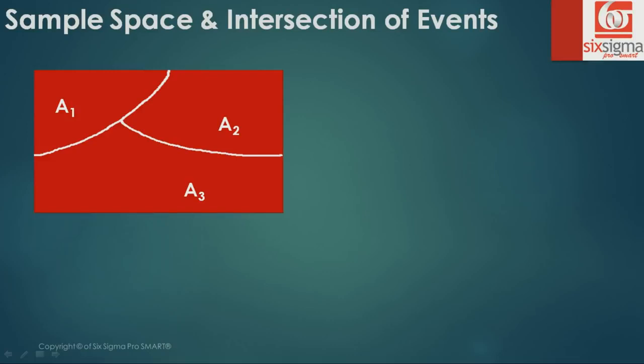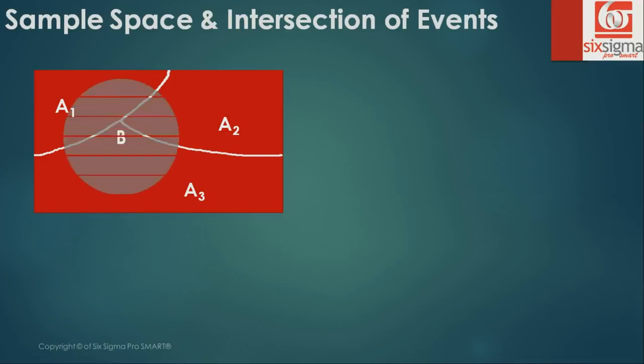And what is collectively exhaustive? Collectively exhaustive simply means that if you add up the probabilities of all these events, this will constitute the sample space. So if you add A1, A2 and A3 here, that will be the total rectangular space that you see. A1, A2 and A3 are also known as the prior probabilities.